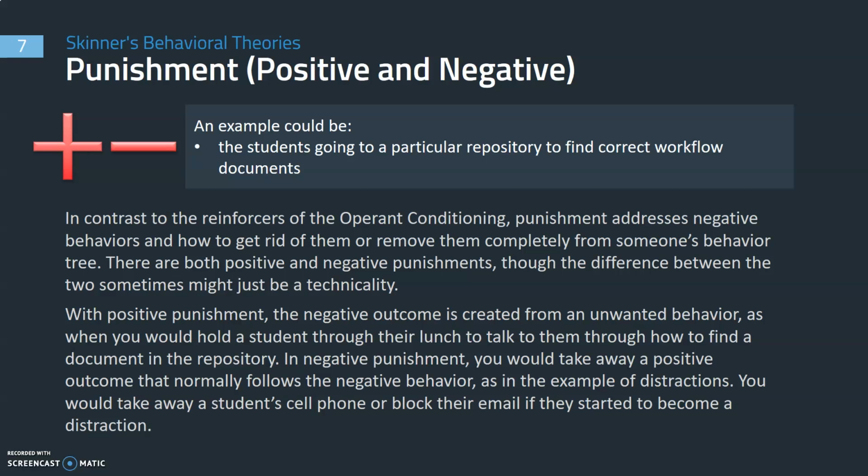In negative punishment, you would take away a positive outcome as a consequence of the negative behavior, as in the example of distractions. If I have a student who's distracted by cell phones, so they keep getting on their email, I could take away the student's cell phone or block their email if they became a distraction. And those are punishments, both in the positive and negative light.